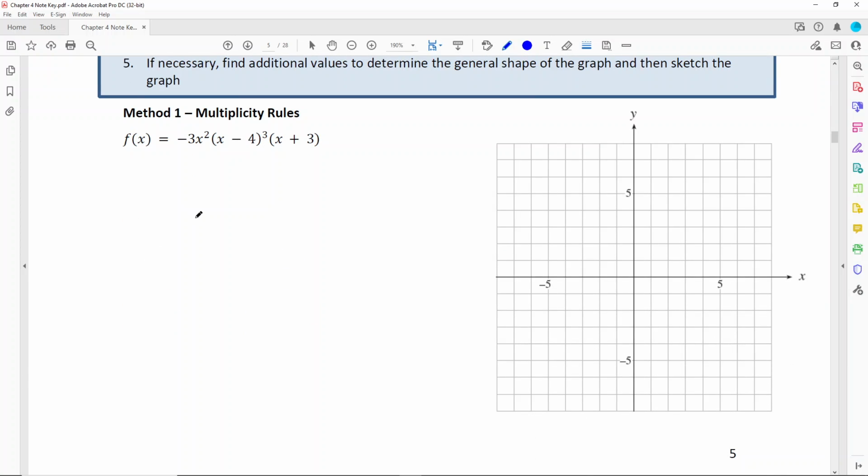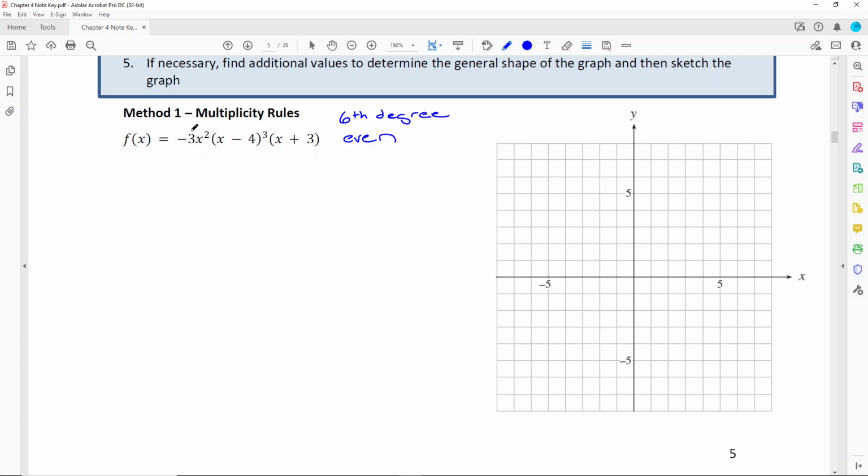So step number 1 is to use your leading term test to determine your end behavior. So I have to figure out the degree of this polynomial. This is written as a product of linear factors, so I have to multiply the x's together to find out the degree. So I have 2, I have 3, and I have another 1. So this is going to be a 6th degree equation, which makes it even. Okay. Also means that there's going to be a maximum number of 6 x-intercepts, or 5 turning points.